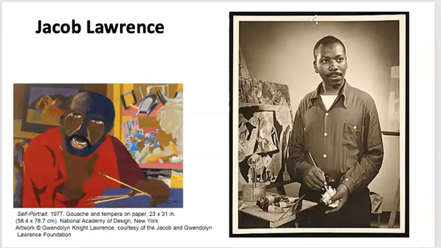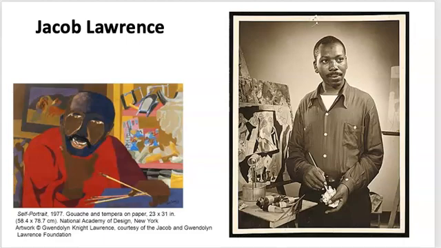So the artist we're going to talk about is Jacob Lawrence. Here's his self-portrait that he painted from 1977, but this is a painting or a photograph of him. He was born in 1917 in Atlantic City, New Jersey. He was the son of Southern migrants, and he moved with his mother and sister to Harlem in 1930 at the age of 13.